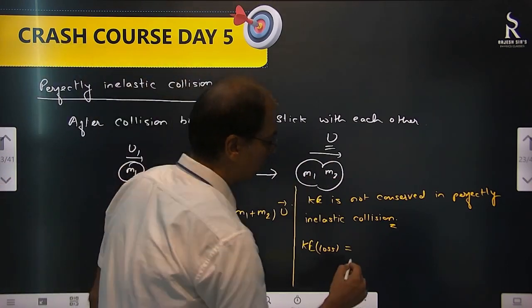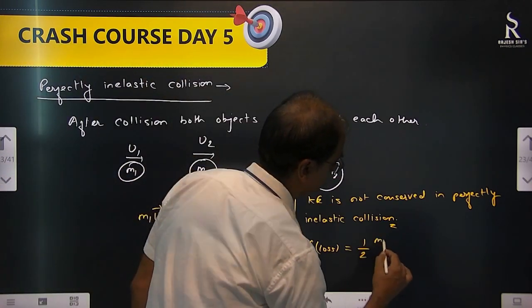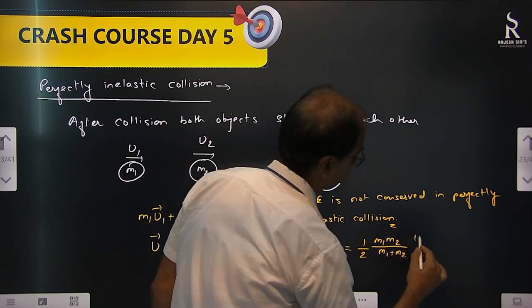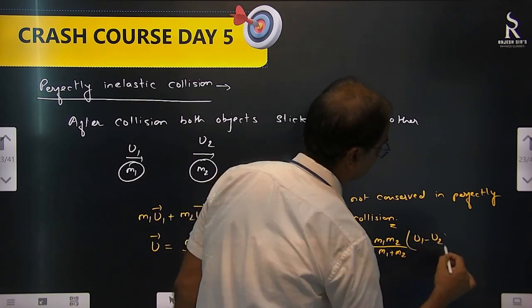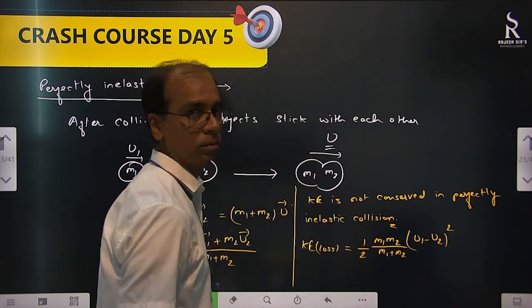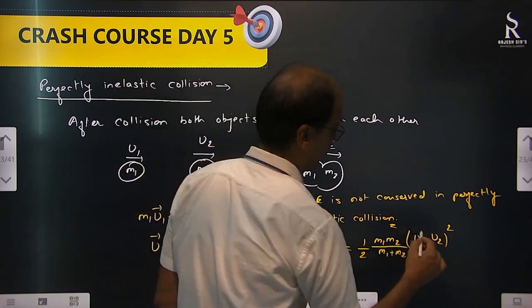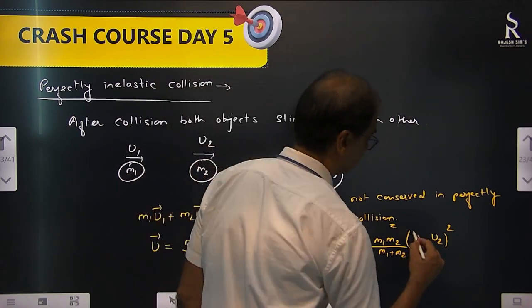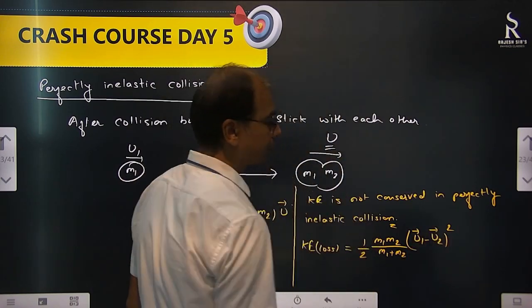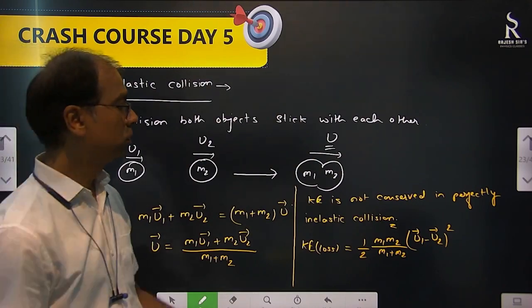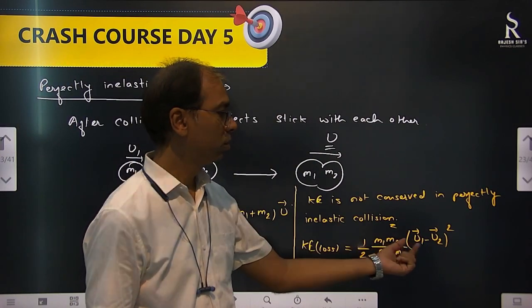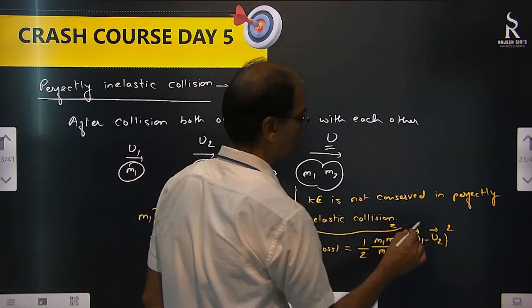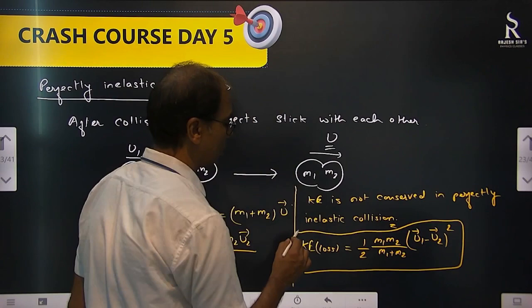Okay. What is the formula? Half m1 m2 by m1 plus m2 into u1 minus u2 whole square. Okay. u1 minus u2 is basically, if suppose they are in opposite direction, you should be adding them. So I will make it as vectors. So this is the kinetic energy loss formula. Whenever inelastic collision is there, there is kinetic energy loss.